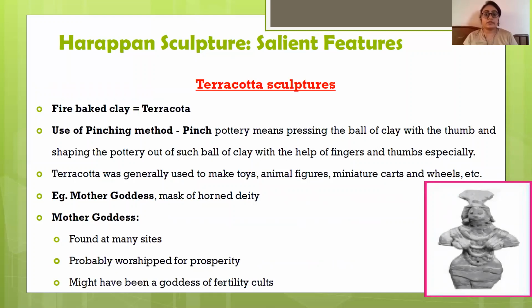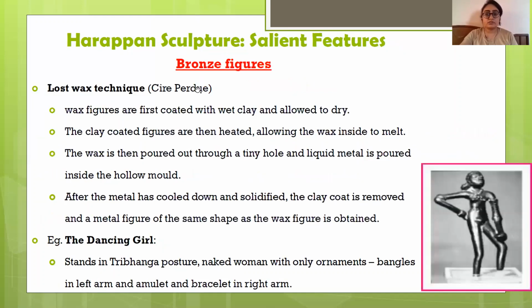Okay, what is terracotta? Terracotta is fire baked clay. When you bake clay it becomes terracotta. So this is your terracotta sculpture. Now under bronze sculptures we have seen the lost wax technique.